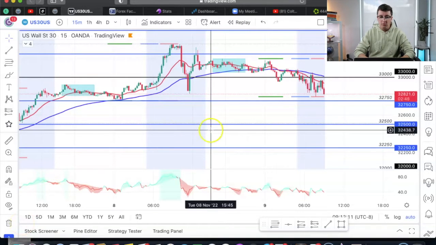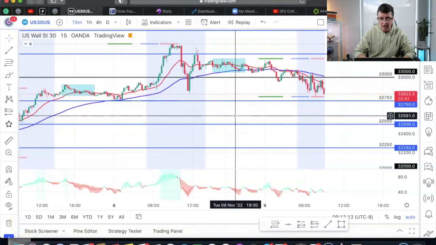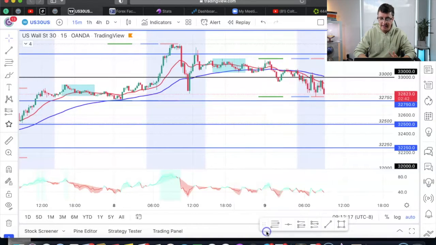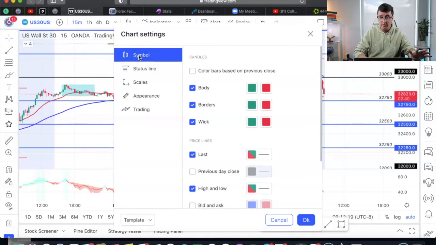Alright guys, welcome to my computer. I'm going to give you guys my TradingView setup real quick so you all have it. First off, go to the settings. I'm going to go through everything, so take a screenshot or picture, whatever you want, so you can have the exact setup as me.